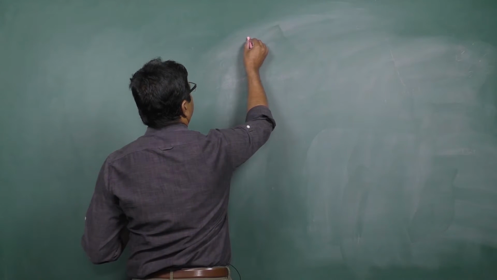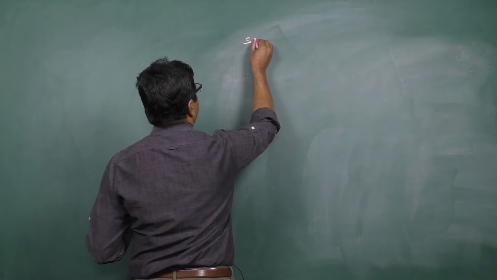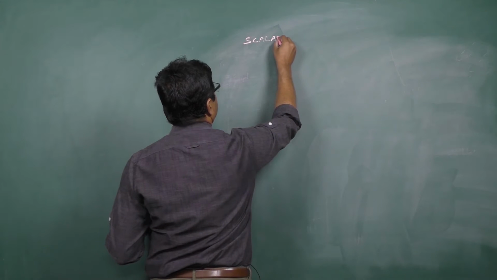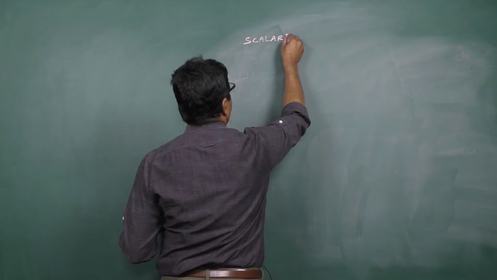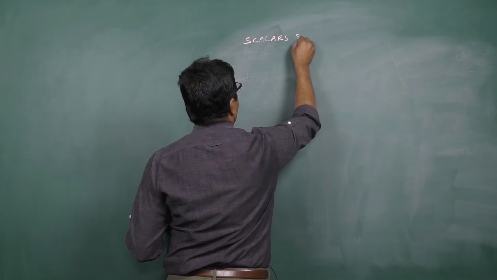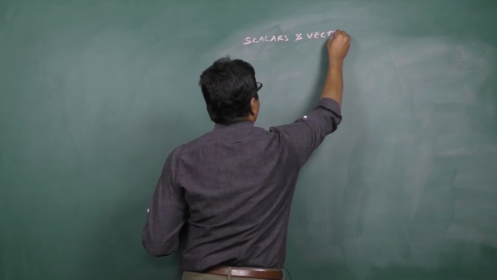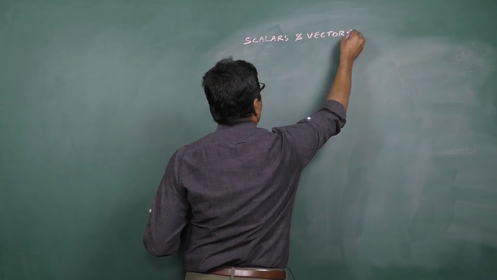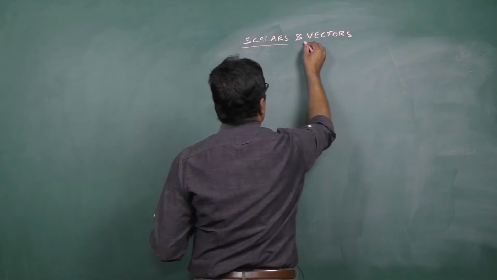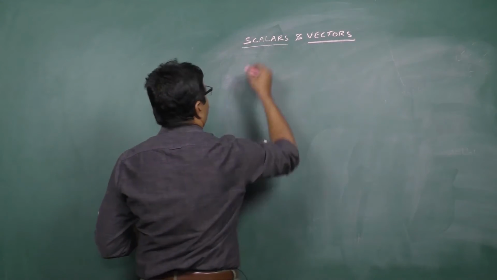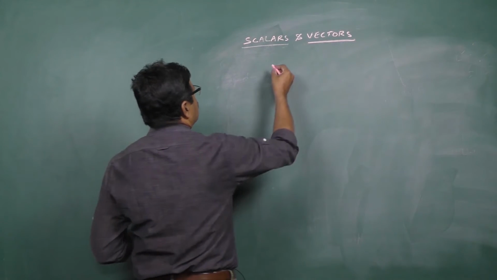Now we look at the concept of scalars and vectors. Scalar quantities, you can call them scalars, and vectors. Based upon the directional property, you can classify them into two categories. All the physical quantities can be classified into two categories. First one is called a scalar.